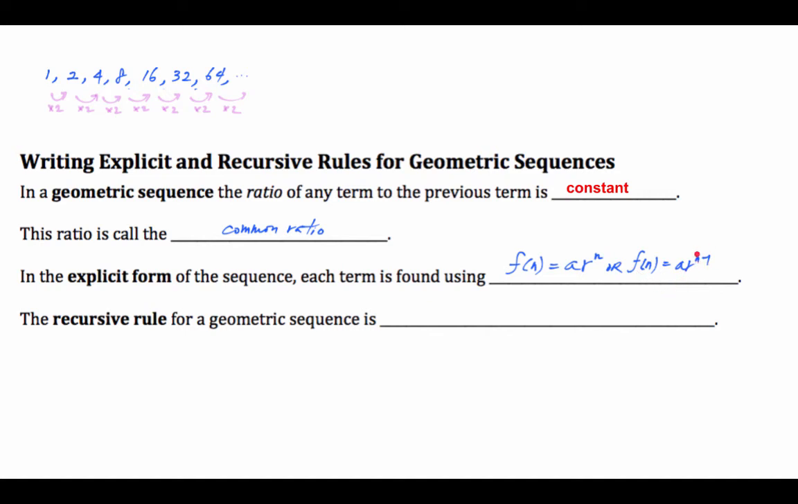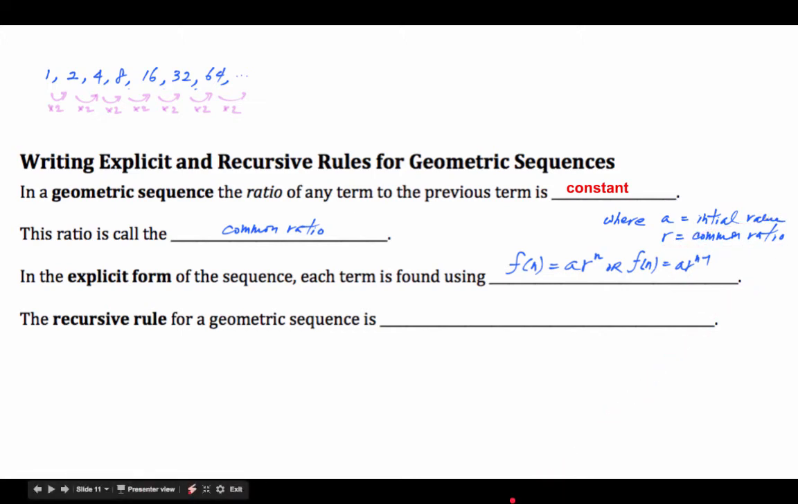That really depends on how you label things. If the first number, we label them as 0, 1, 2, 3, and so on and so forth, we go with ar to the n. If the first count is 1, 2, 3, 4, we go with ar to the n minus 1, kind of like what we did in the past. So once again, a is the initial value, r is the common ratio.